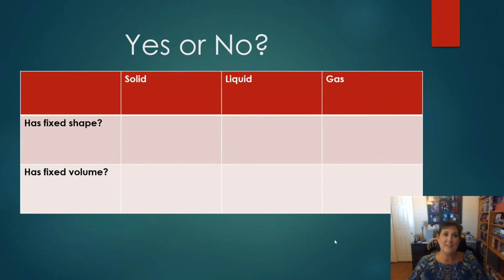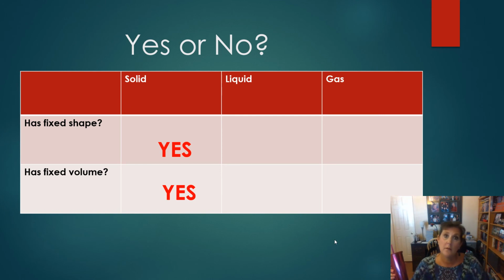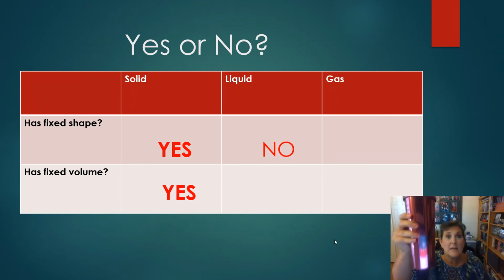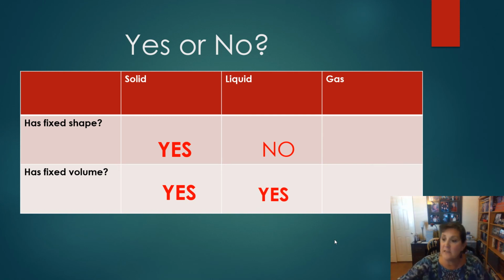So let's answer some questions now. Solids, do they have their own shape? Yes, they do. Good job. Solids, do they have their own fixed volume? Yes, they do. Okay, liquids. Do liquids have their own shape? No, they take the shape of their container. Do liquids have a fixed volume? Yes, 2 cups in the can. If I pour it on the floor, it's still 2 cups. Liquids do have a fixed volume.